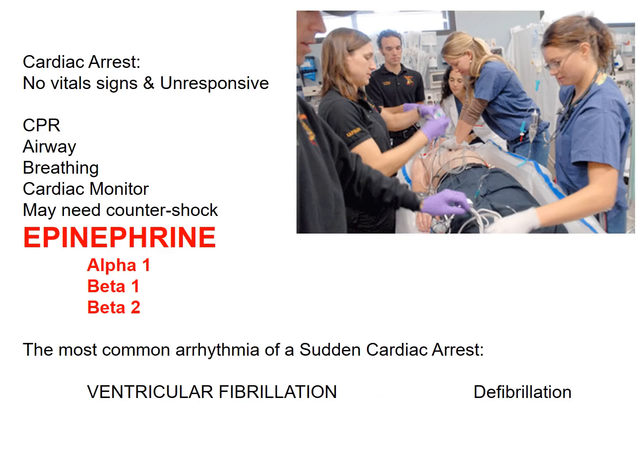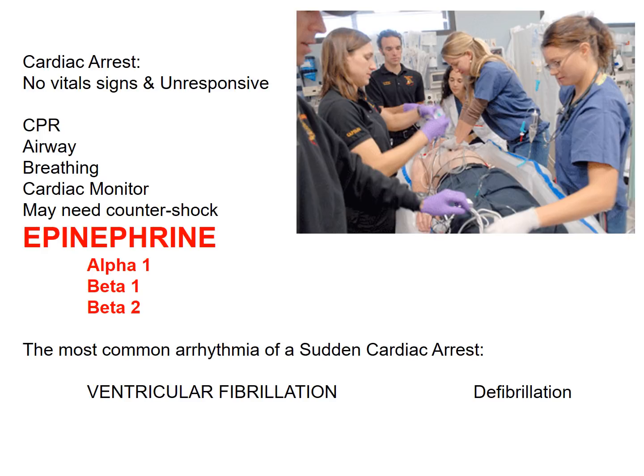Okay, now a cardiac arrest. An individual has no cardiac output, and let's assume that might be due to an arrhythmia. For whatever reason, this individual has no cardiac output. You need to support that cardiac output, right? We're not going to talk about running a code, but you understand someone with no cardiac output needs CPR, airway, breathing, cardiac monitor. They may need counter shocking. But let's talk about epinephrine.